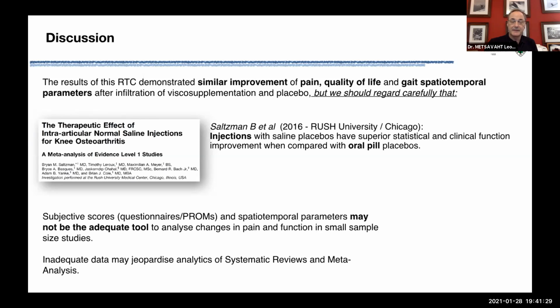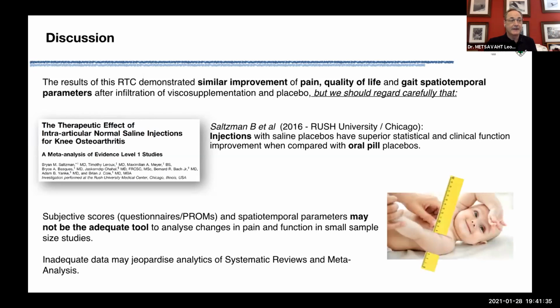It's not that pain and PROMs are not adequate, but they may not be the right tool to measure this kind of problem. It's like a ruler. A ruler is a perfect measuring tool, but it's not for fever. We have to use the correct tool for the correct problem.